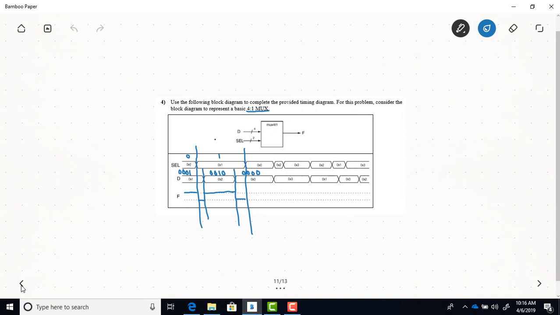Okay, at this time here, our select line goes to 0. So we're going to select bit 0, which is a 0, so it's going to stay 0. Okay, and it would stay 0 up to this point. Okay, and then you should be able to complete this. It's the same idea for the rest of this timing diagram.